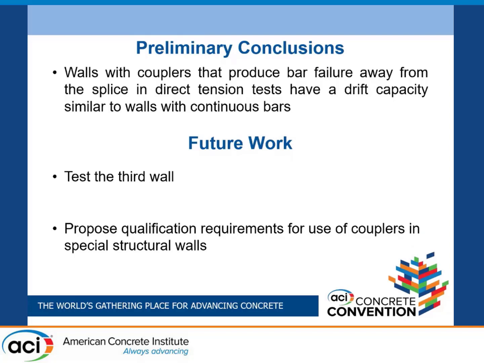From this preliminary test, what we can conclude is that walls with couplers that cause bar failure or bar fracture away from the splice region in a direct tensile test will have a deformation capacity, a drift capacity, similar to walls with continuous bars. In the future, we'll test our third wall with a shear screw coupler, and then after detailed analysis, we'll propose qualification requirements for use of couplers in special structural walls.